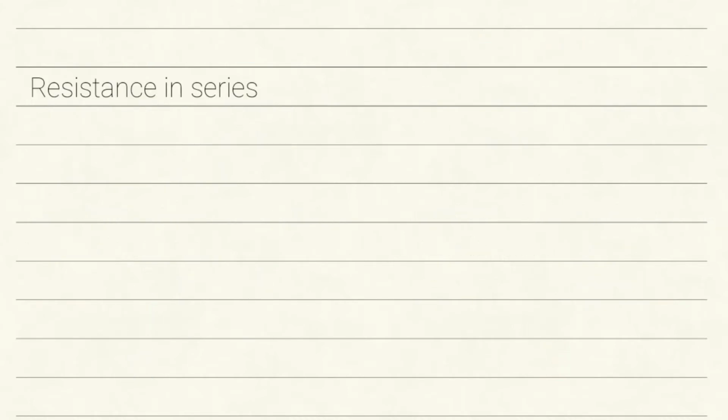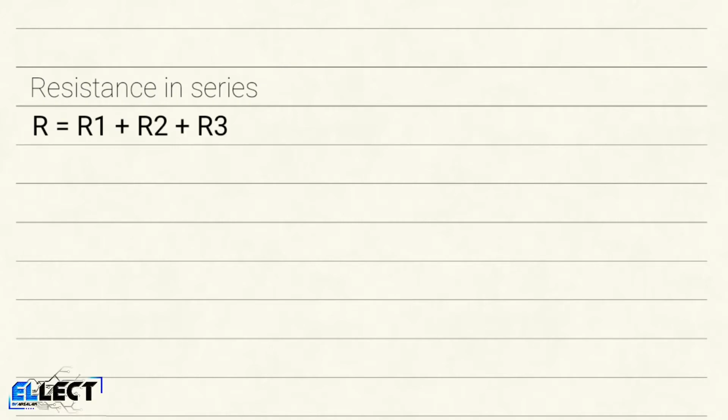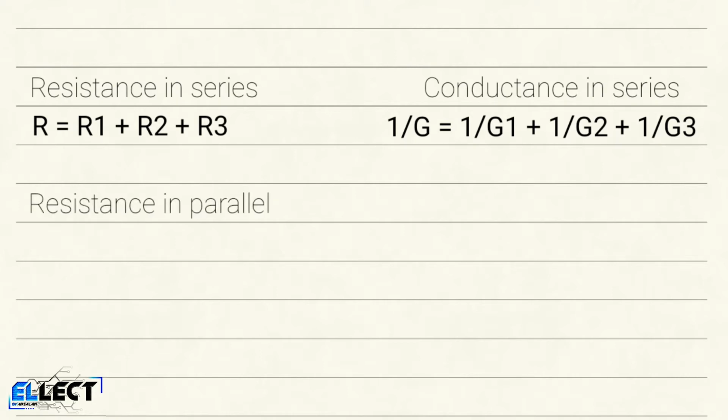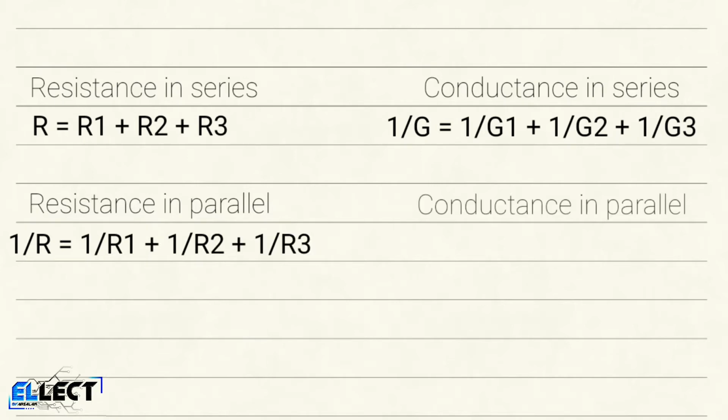When resistances are connected in series, R is equal to R1 plus R2 plus R3. When conductances are connected in series, it is the total reciprocal. That is 1 upon G is equal to 1 upon G1 plus 1 upon G2 plus 1 upon G3. When resistances are connected in parallel, 1 upon R is equal to 1 upon R1 plus 1 upon R2 plus 1 upon R3. While when conductances are connected in parallel, G is equal to G1 plus G2 plus G3.